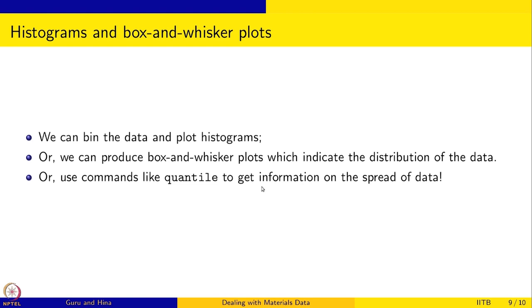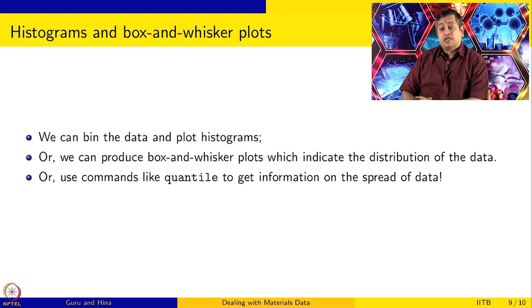The next set of plots that we present are histograms and box and whisker plots. You can bin the data and present histograms: in this range, how many measurements have shown up, or in the next range, how many measurements have shown up, and so on. These histogram plots are very important, especially if the distribution is not normal or is not what people expect, or if you want to give explicit information about the distribution. Box and whisker plots also have similar information. They indicate the distribution of the data, and you can also use commands like quantile to get the spread of the data.